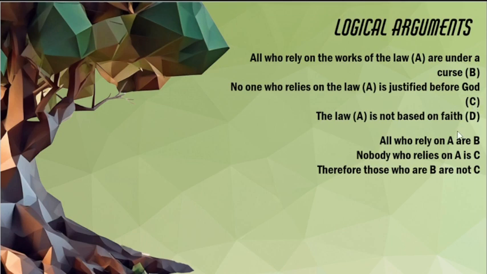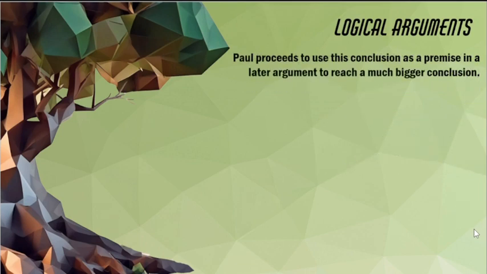This is making sense? Okay, let's do it even simpler. A equals B. A does not equal C. B does not equal C. Okay? So, this is the conclusion that we can receive here. So, Paul proceeds to use this conclusion as a premise in a later argument to reach a much bigger conclusion.